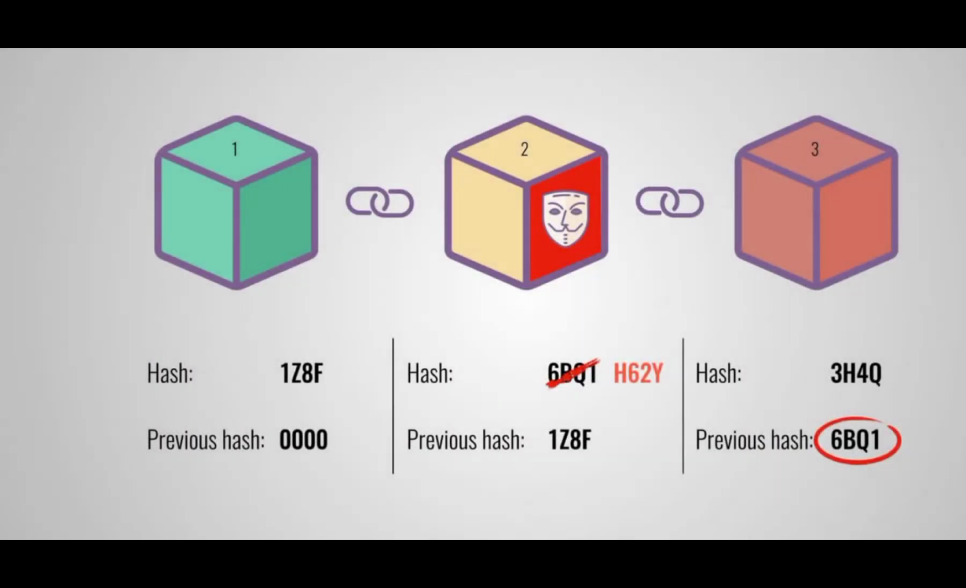Now let's say that you tamper with the second block. This causes the hash of the block to change as well. In turn, that will make the third block invalid, and the first block too, because they no longer store a valid hash for the previous block. So changing a single block will make all the following blocks invalid.